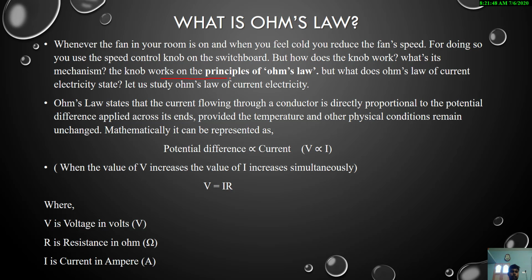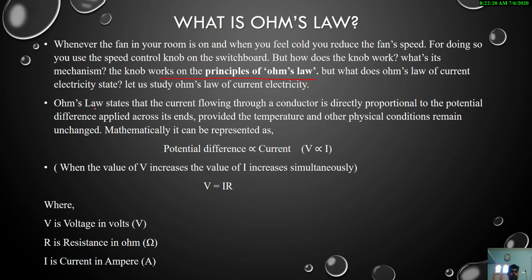The knob works on the principle of Ohm's law of current electricity, which we will study. There is some resistance value inside the knob. Based on the adjustment, we control the speed of the fan. There we see the three parameters: voltage, current and resistance.